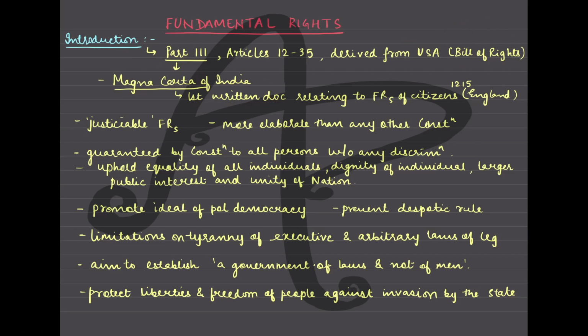So understand, Magna Carta of India, and it was the first Magna Carta, specifically the first written document relating to the fundamental rights of citizens. This is from 1215 England. So Magna Carta basically is relating to England, but the idea of fundamental rights we have borrowed from USA. So shouldn't there be a question that when this is called the Magna Carta of India, why do we not have the provisions of the UK Constitution? Why have we borrowed it from USA?